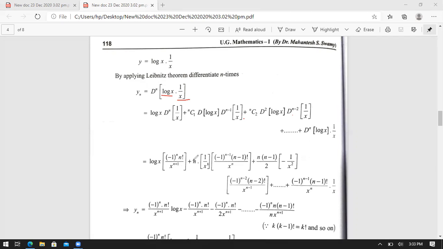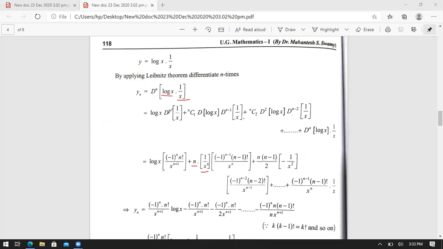What is the nC1 value? N. I write here n. The nC1 value is n. Then differentiation of log x: log x differentiation is 1 by x. I write here 1 by x. Next, then differentiation of n minus 1 into 1 by x.